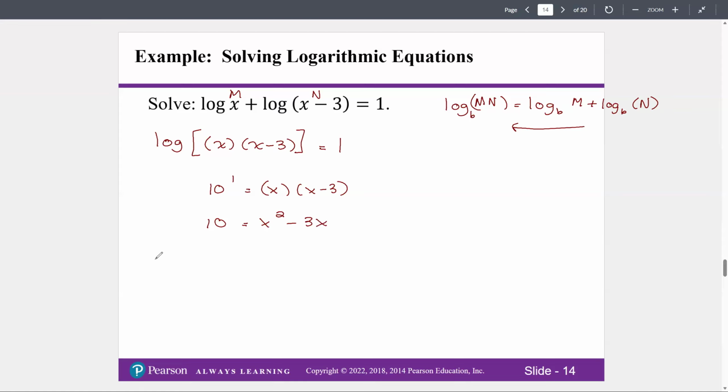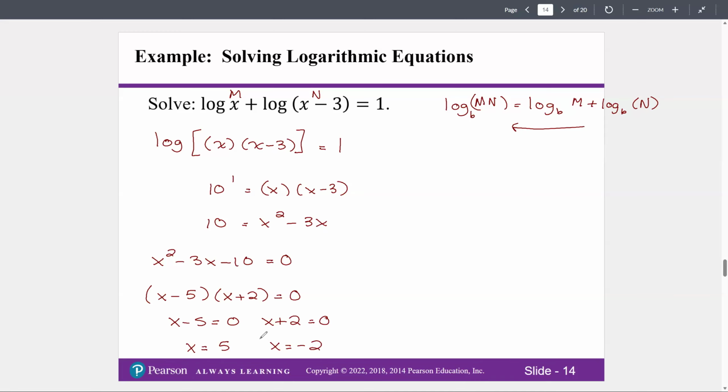So what we have here is, if I subtract 10 from both sides, we have a quadratic equation. Set it equal to 0. If I factor this, it factors into x minus 5, x plus 2, because they multiply to give me negative 10, but add to give me negative 3. So either x minus 5 equals 0 or x plus 2 equals 0. So x is either 5 or x is negative 2.